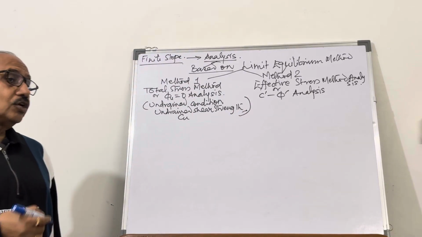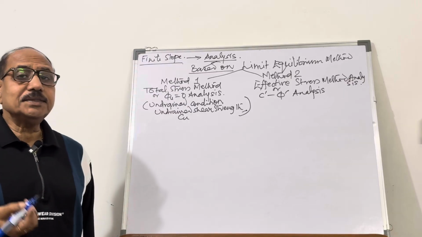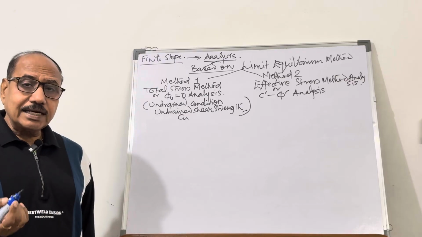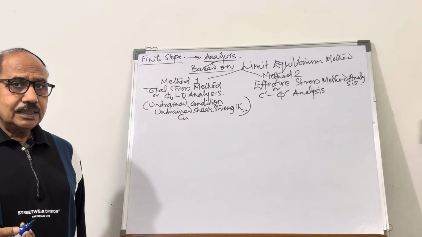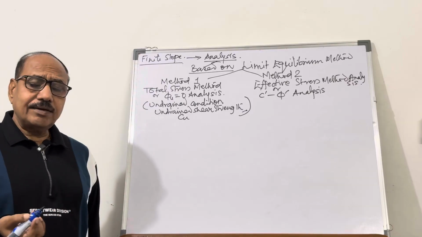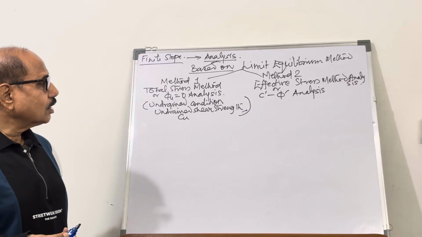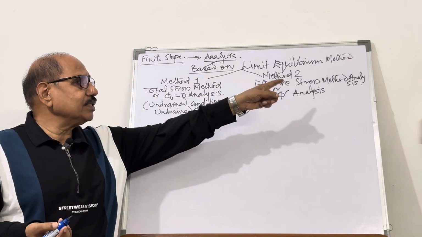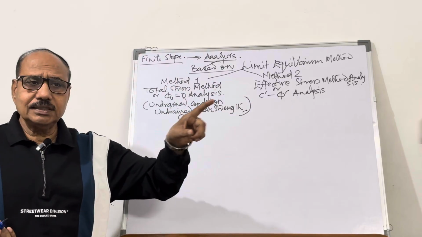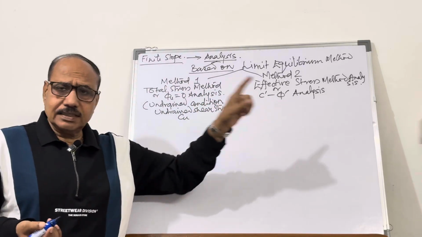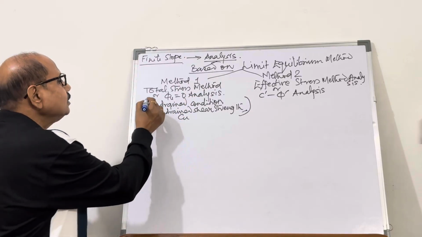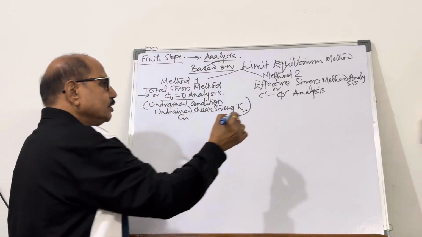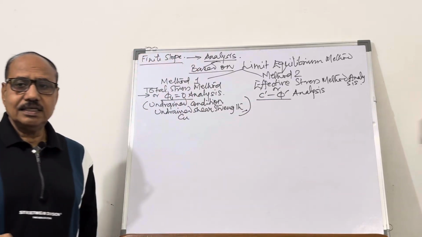Whereas in the long term, when the pore water pressure dissipates, or if the soil is of very high permeability, it is going to be the effective stress method analysis. Method 2, that is C phi analysis. So we have got two analyses: one is phi u equal to 0 analysis, and method 2, which is known as C phi analysis.